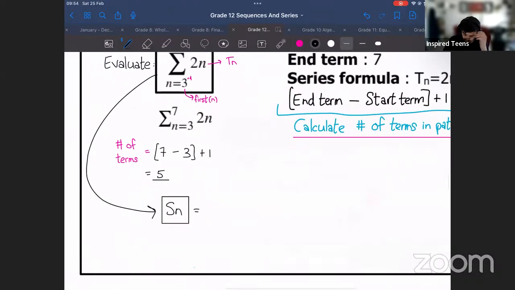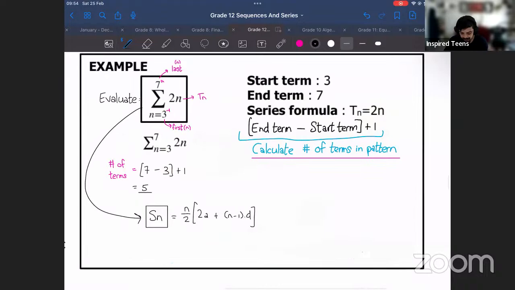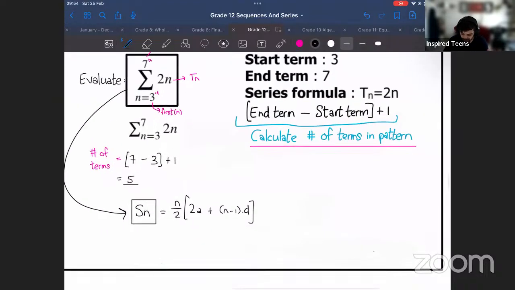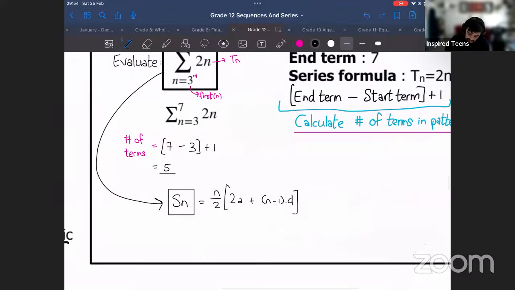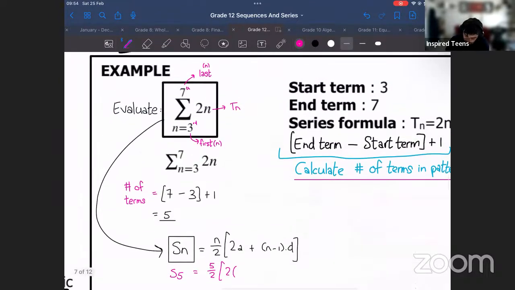Sn is equal to, this is arithmetic, so n over 2, 2a plus n minus 1 times the difference. The entire thing is Sn. So we need to know how many terms we are summing. That's what this helps for. We are summing 5 terms. It's equal to 5 over 2 into 2 into what's our first term.